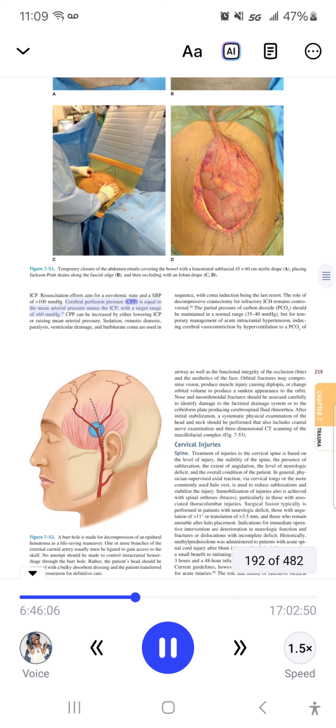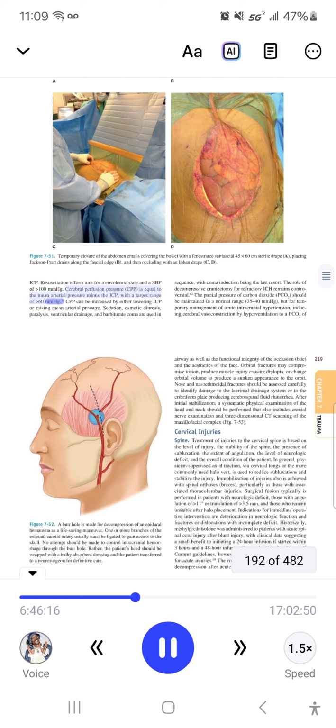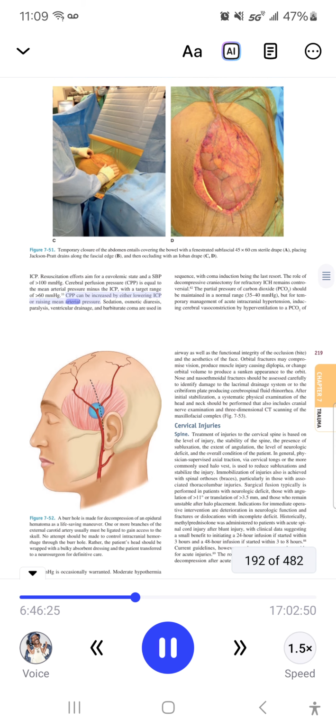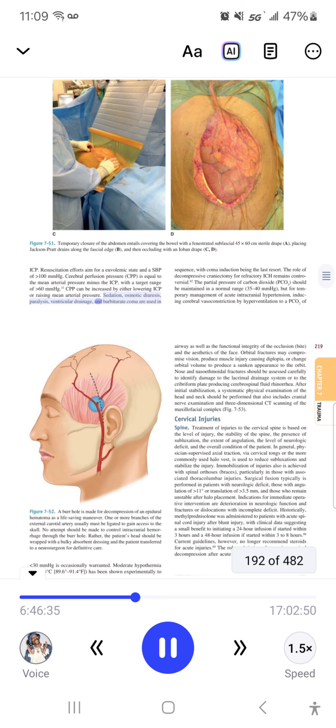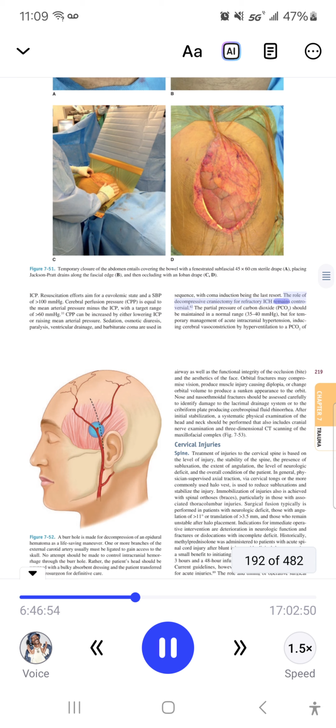Cerebral perfusion pressure (CPP) is equal to the mean arterial pressure minus the ICP, with a target range of 60 mmHg. CPP can be increased by either lowering ICP or raising mean arterial pressure. Sedation, osmotic diuresis, paralysis, ventricular drainage, and barbiturate coma are used in sequence, with coma induction being the last resort. The role of decompressive craniotomy for refractory intracranial hypertension remains controversial.